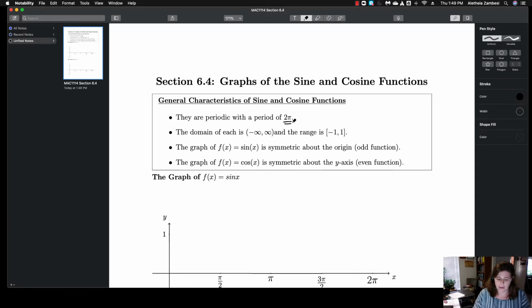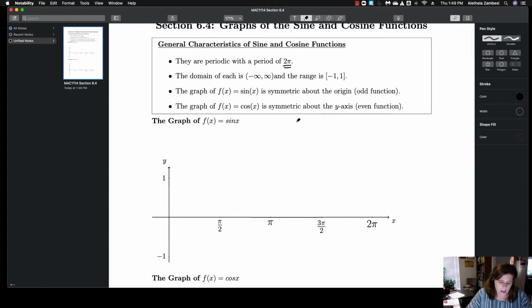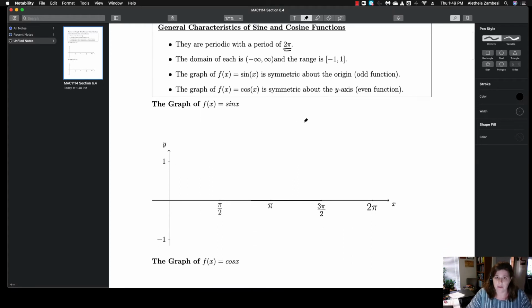The graph of f of x equals sine x is an odd function, which means it's symmetric about the origin. If a function is symmetric about the origin, if you flip it 180 degrees over, it still looks the same. The cosine function is symmetric about the y-axis. If you were to fold that function on the y-axis, if it is not shifted, then it is symmetric about y. So that's called an even function. We're going to start today with the graph of sine.